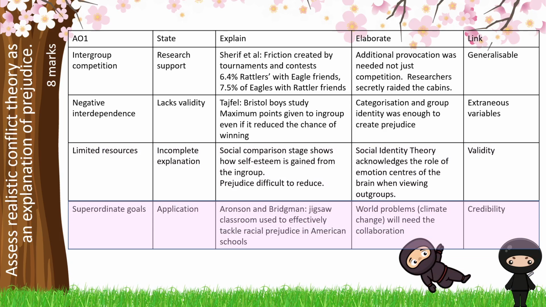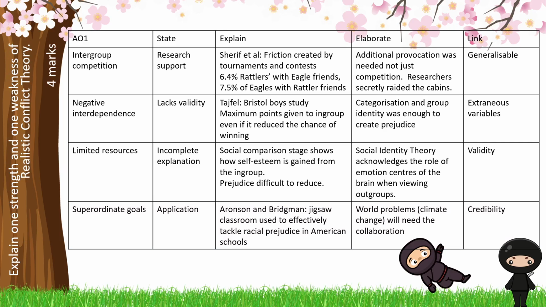Finally, we're going to talk about superordinate goals and link that into application because that's how we have reduced prejudice in the real world. We're giving some examples here, one from research and one in terms of how we might link this into psychology creating or contributing to society. This gives our explanation credibility, and it's important that you make this connection between this has worked in the real world, therefore this explanation is accurate and valid.